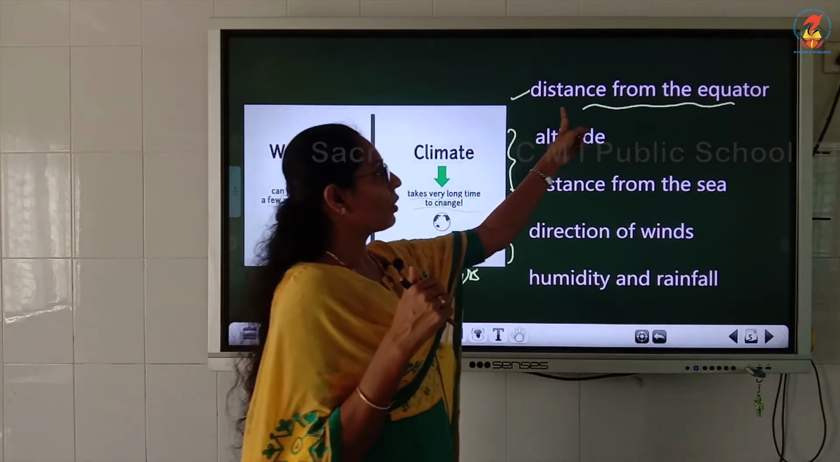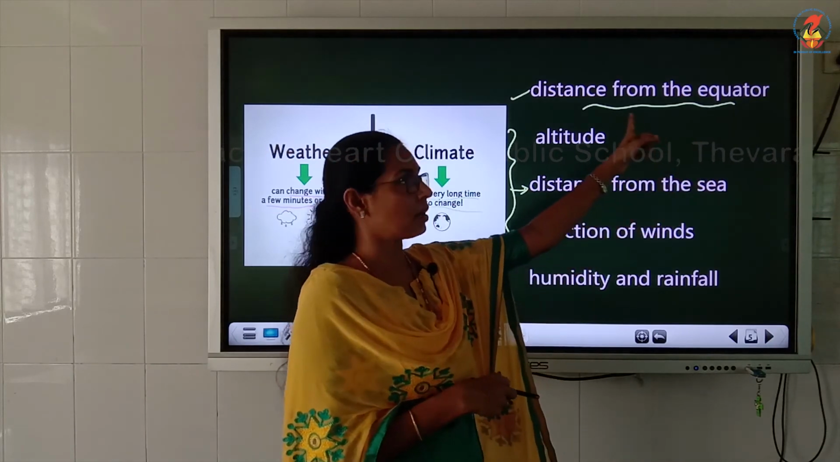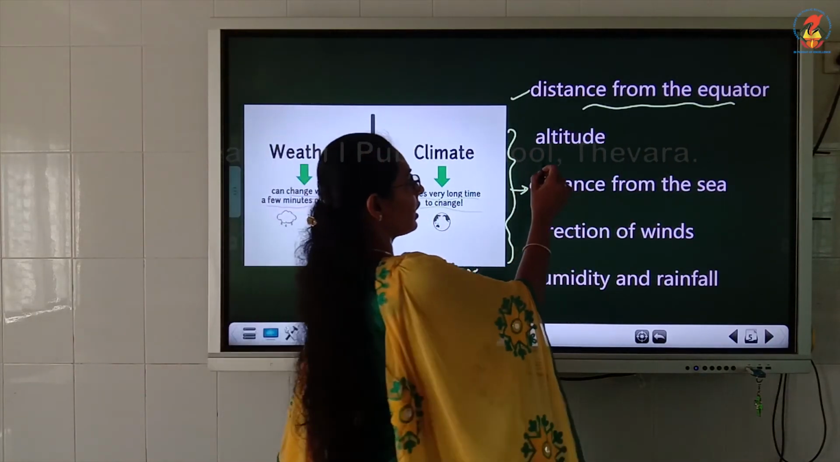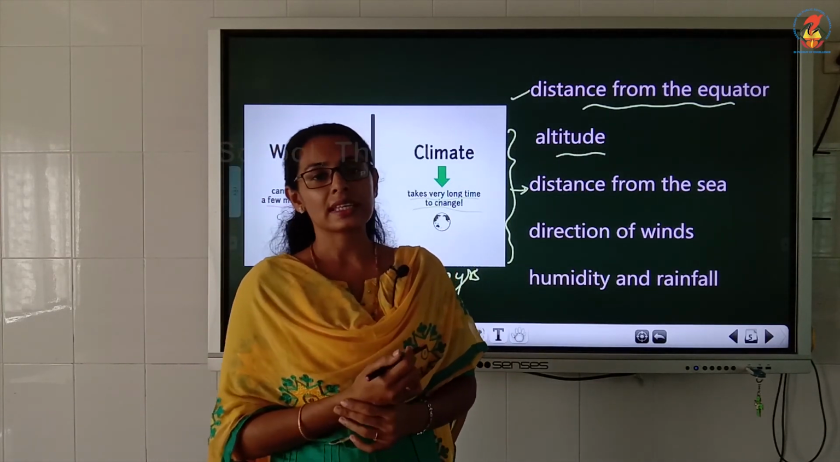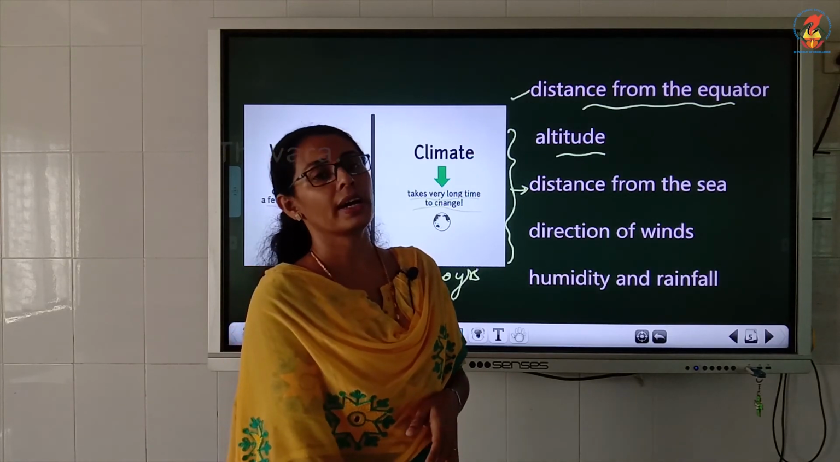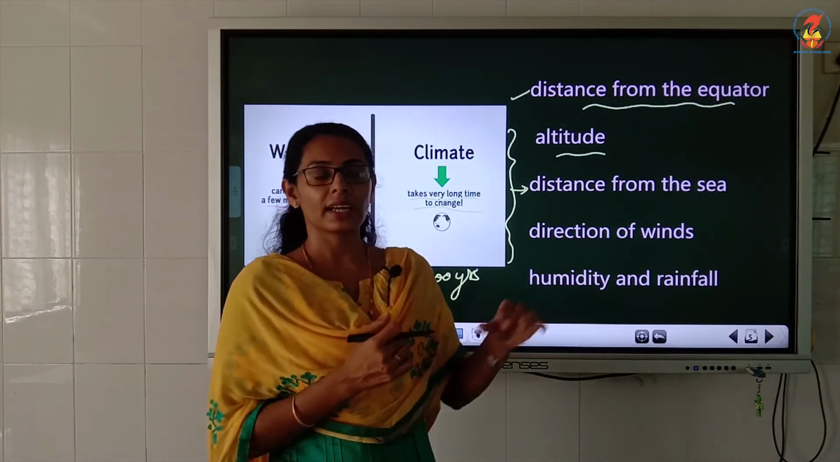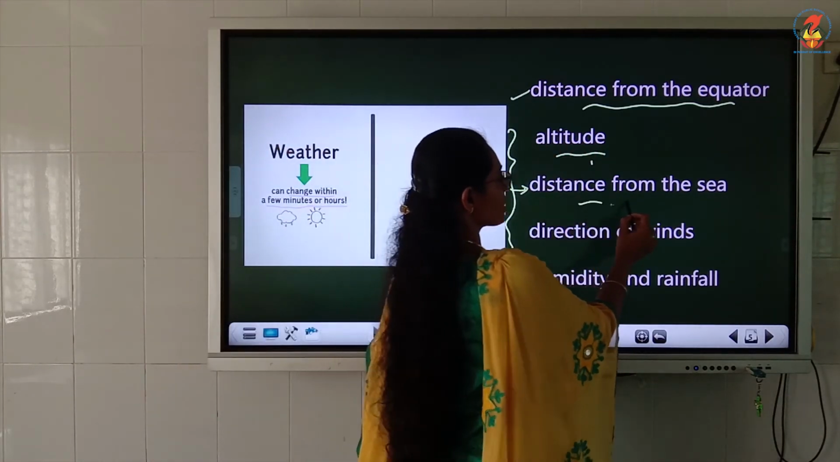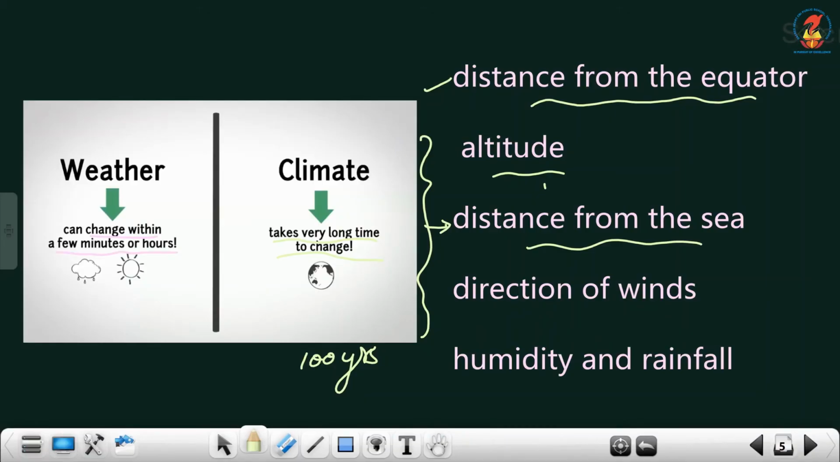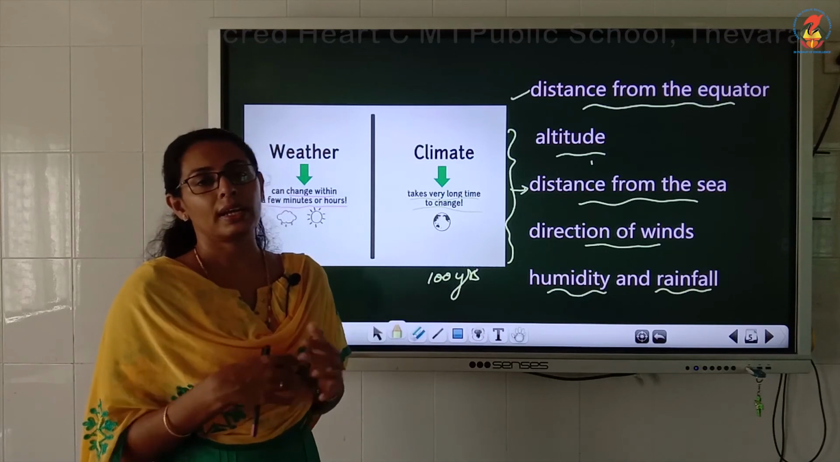First thing, the distance from the equator. The second one is altitude. Altitude means the height above the sea level. How much height above the sea level, that is known as the altitude. Then distance from the sea. The next one, direction of the wind. The last one, humidity and rainfall. Because of humidity and rainfall also, the climates are changing.